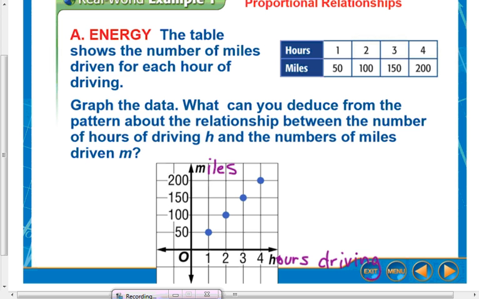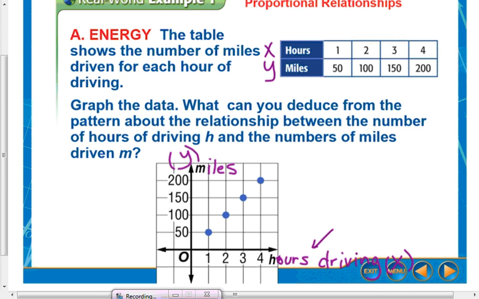So which one is independent? Hours, right? Hours driving is independent and our miles is dependent. So typically this is x and typically this is y. I'm going to go ahead and write that outside of here, okay? I've got x and I have y.